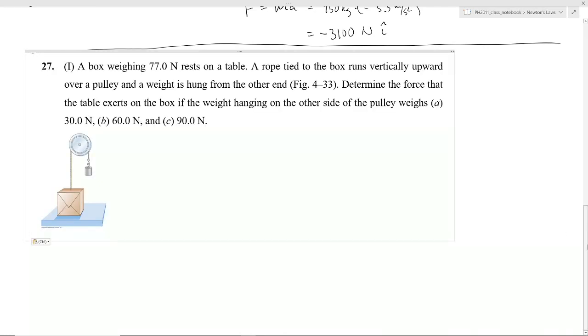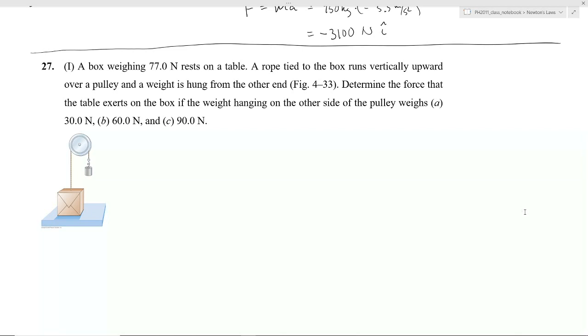So here's the question I want us to think about. We have a box weighing 77 newtons that rests on a table. A rope tied to the box runs vertically upward over a pulley, and a weight is hung from the other end. Determine the force that the table exerts on the box if the weight hanging on the other side of the pulley is 30 newtons, 60 newtons, or 90 newtons.